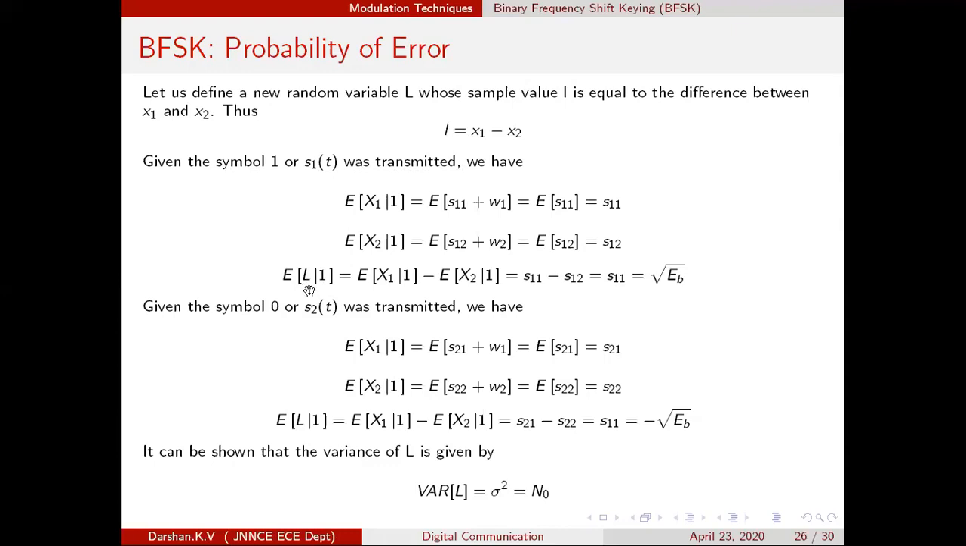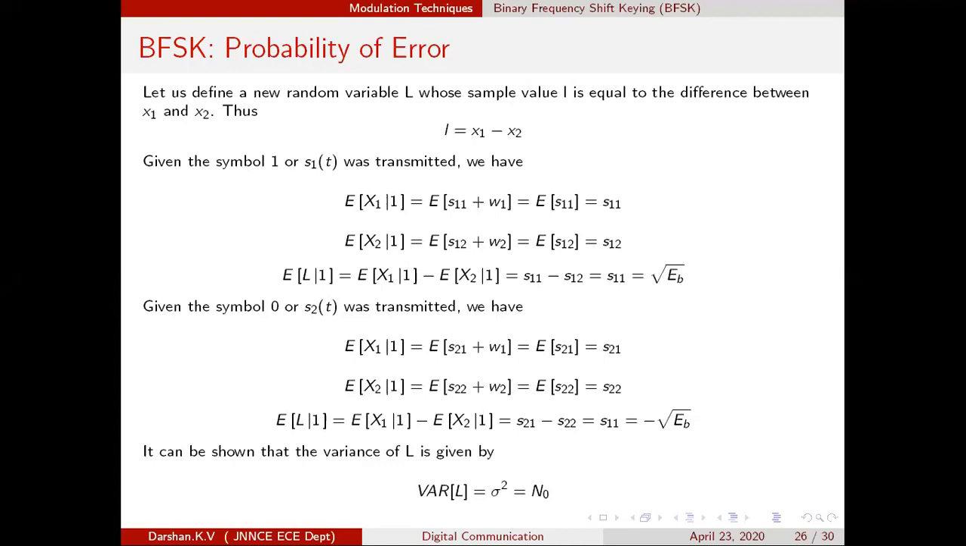So what do you mean by E of L given 1? This means that the mean of the random variable L, when the symbol 1 has been transmitted, is equal to root EB. Similarly, when you transmit 0, again you will receive a signal. What is the signal? The received signal should be called x of t only.